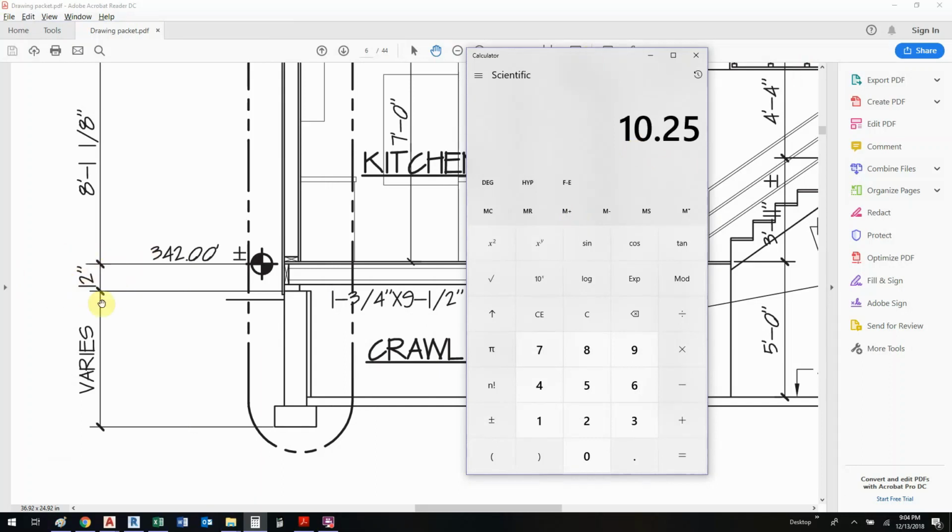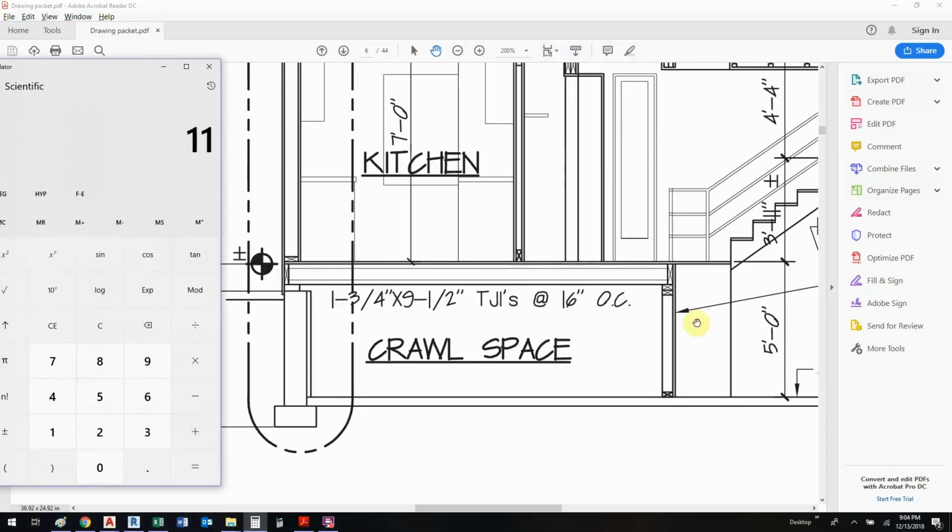Look at this. So this is the TJI plus 1.5 inches down here. So let's clear that and say 9.5 plus 1.5. Bam, 11 inches. So that's still wrong. All right, so I don't know where they come up with that. So we don't go by that one. We're going to go by this 5 foot over here.